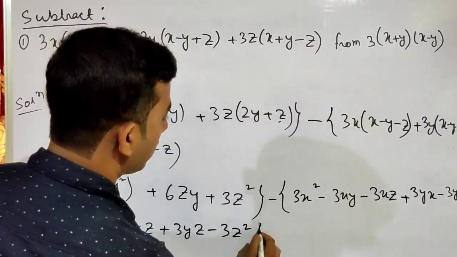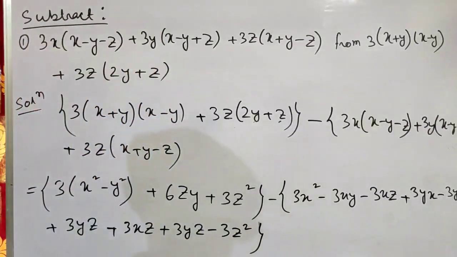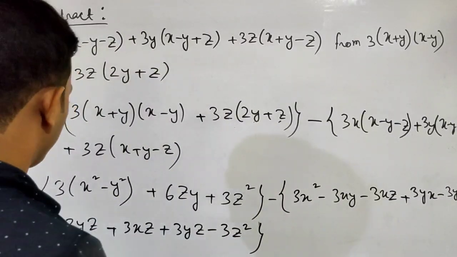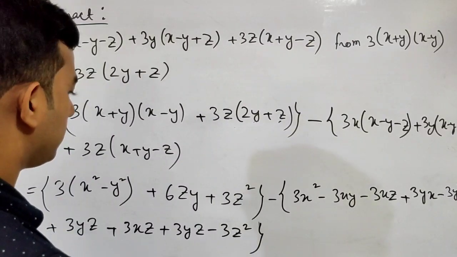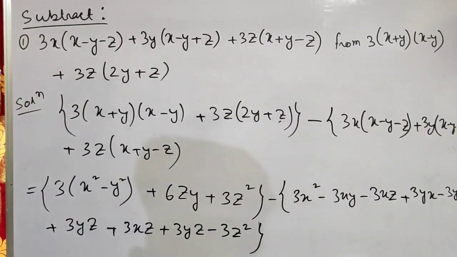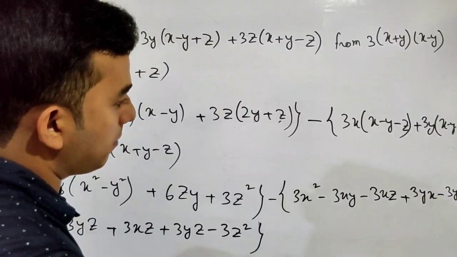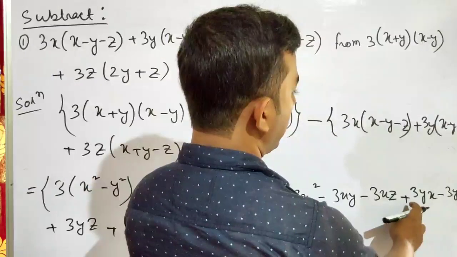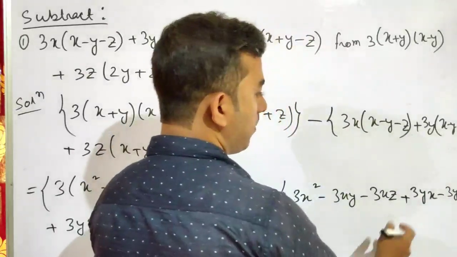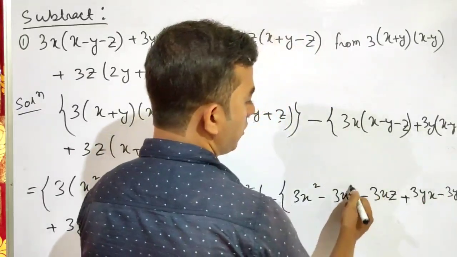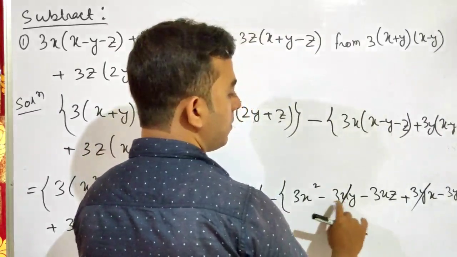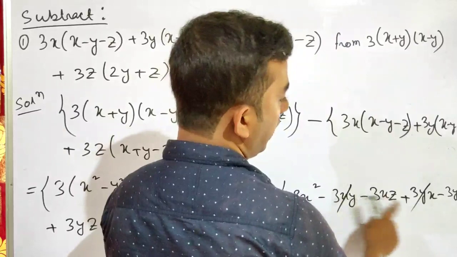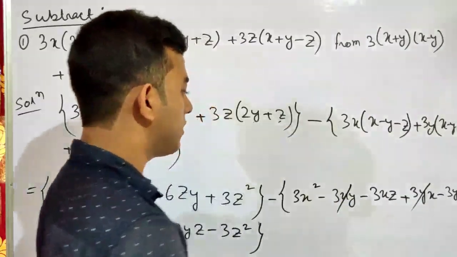3z square. Now look one thing. Minus 3xy, minus 3z square. Minus 3xy, minus 3xy. Look here, minus 3xy and plus 3yx, same thing, isn't it? xy and yx, same thing. So this one will be cancelled. Minus plus is 0. So minus 3xy and 3yx is the same thing.